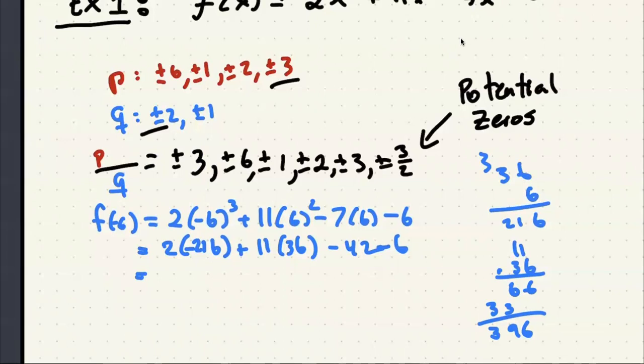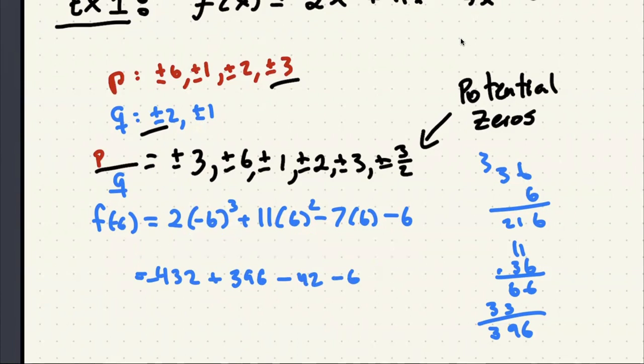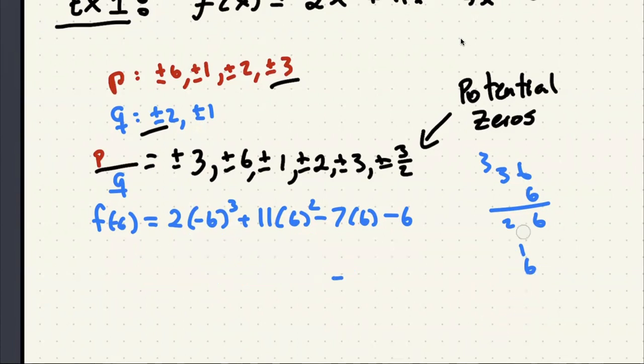And then 2 times 216 is 432. Negative 432 plus 396 minus 42 minus 6, which is also not a zero. So as you can see, it's going to take a while to find the zeros, but there's actually an easier way to determine zeros. You don't want to do it that way.